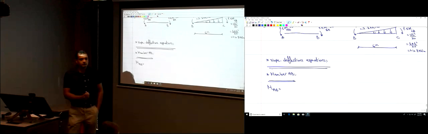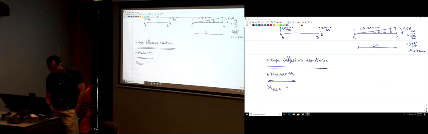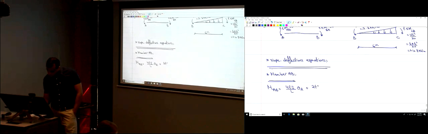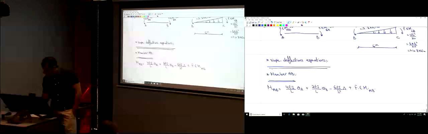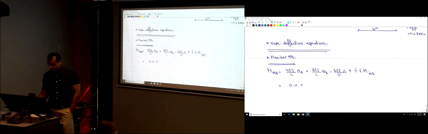So how to write it? Just 4EI divided by L, right? Multiplied by theta A plus 2EI divided by L, theta B minus 6EI divided by L squared delta plus fixed end moment AB. Let's see here. How much is theta A? 0. So the first term is 0. How much is EI?